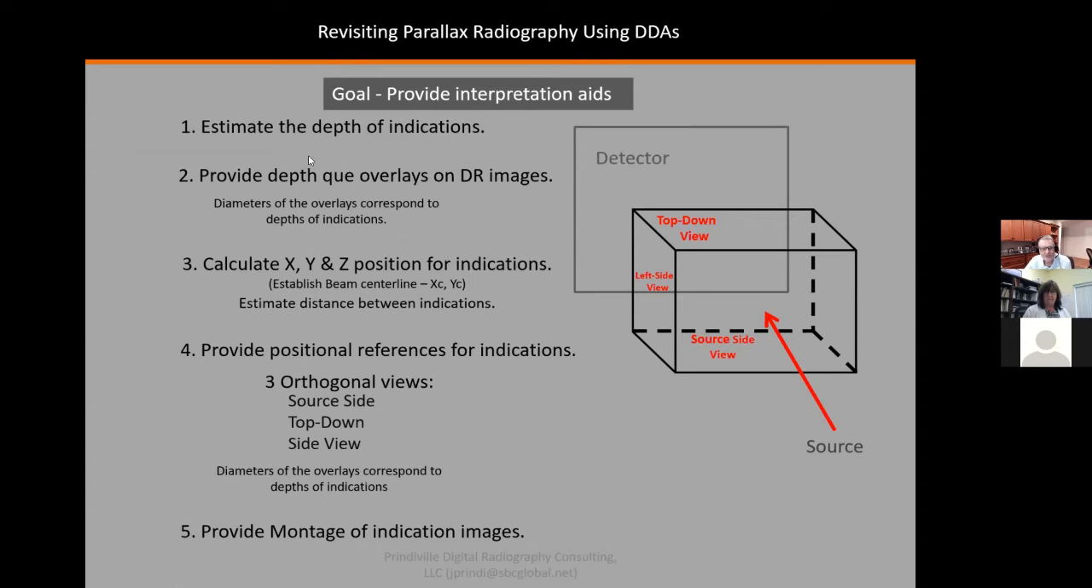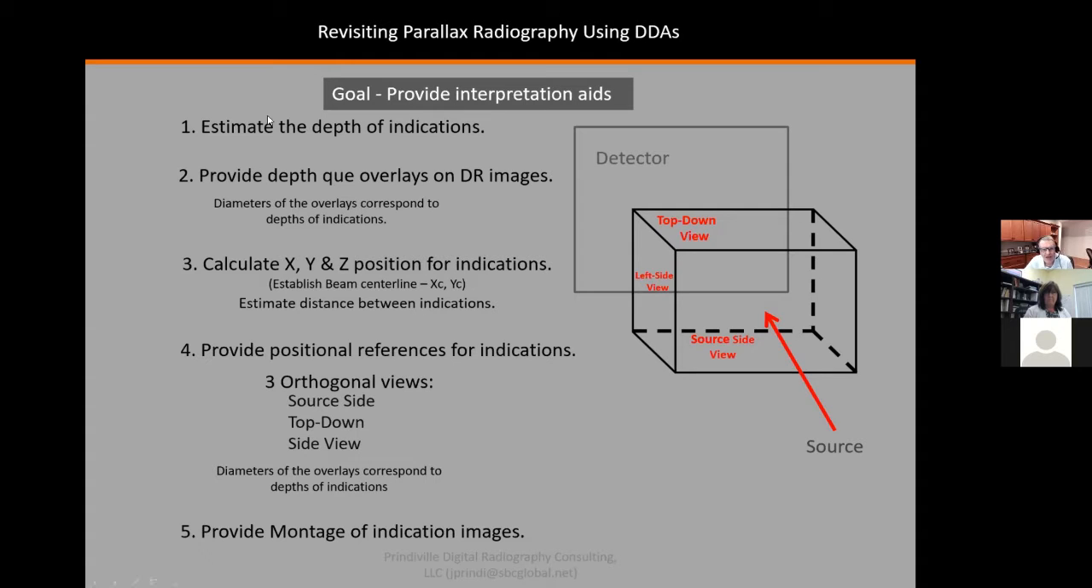Where is it from the source? So I have other questions. Can I provide a depth cue overlay on the digital image? So for the digital image you're looking at, can I give you some sort of a depth cue on top of that image to let you know how close it is to the source or how close it is to the detector? And I think we're going to do that by putting circles around them and having large circles close to the source and small overlays close to the detector.